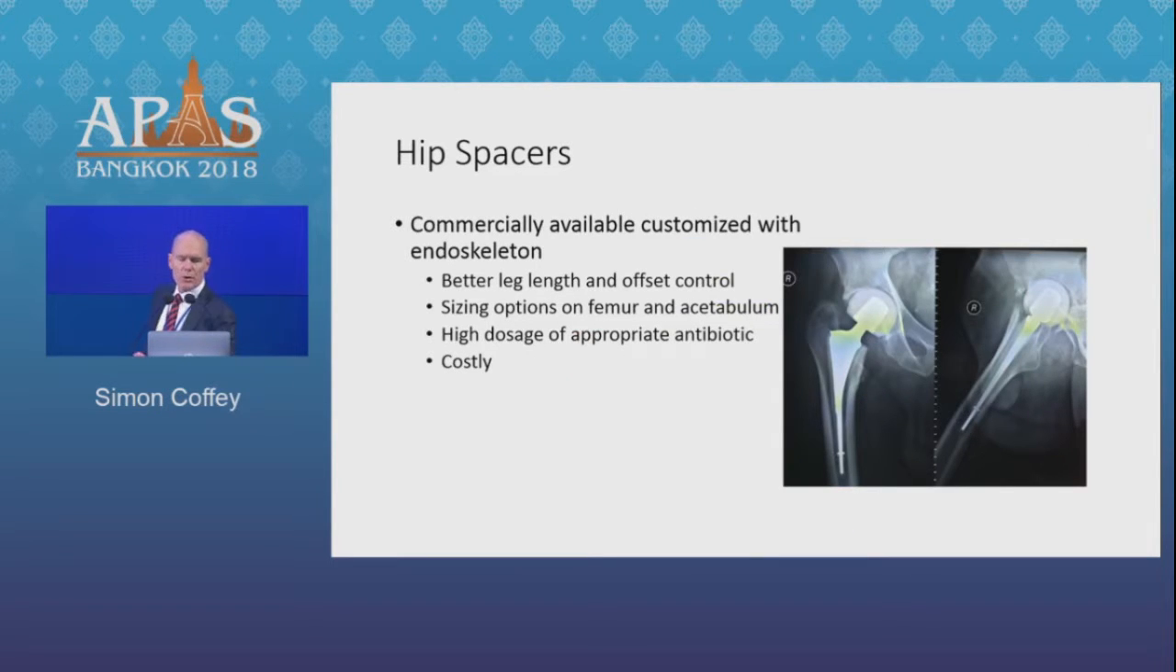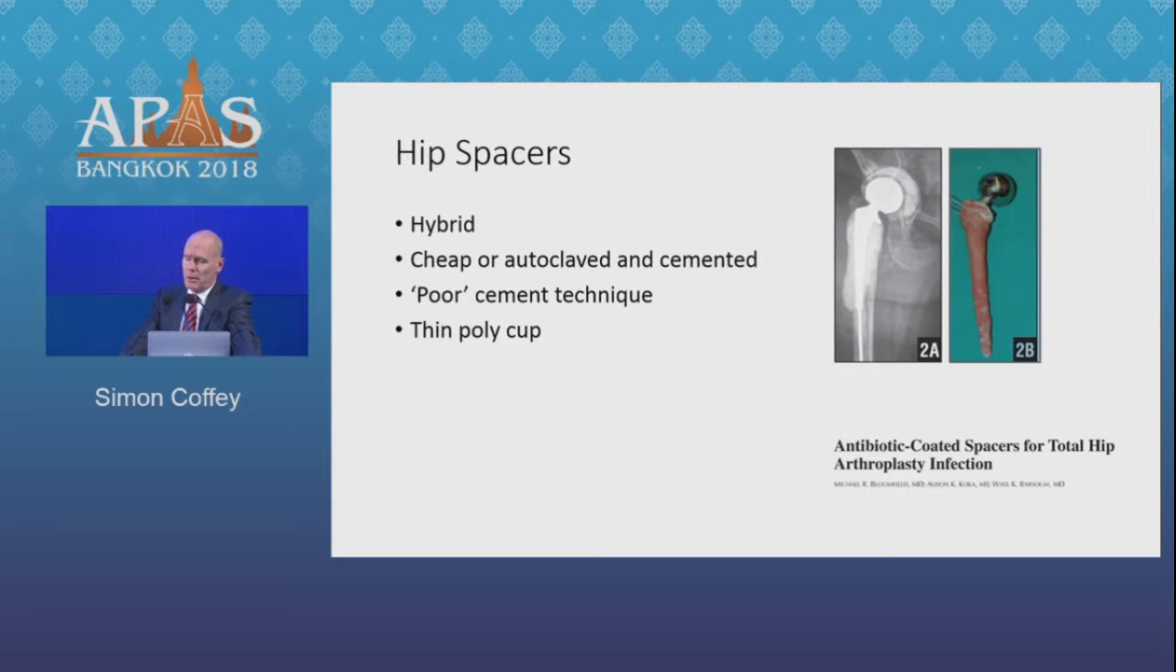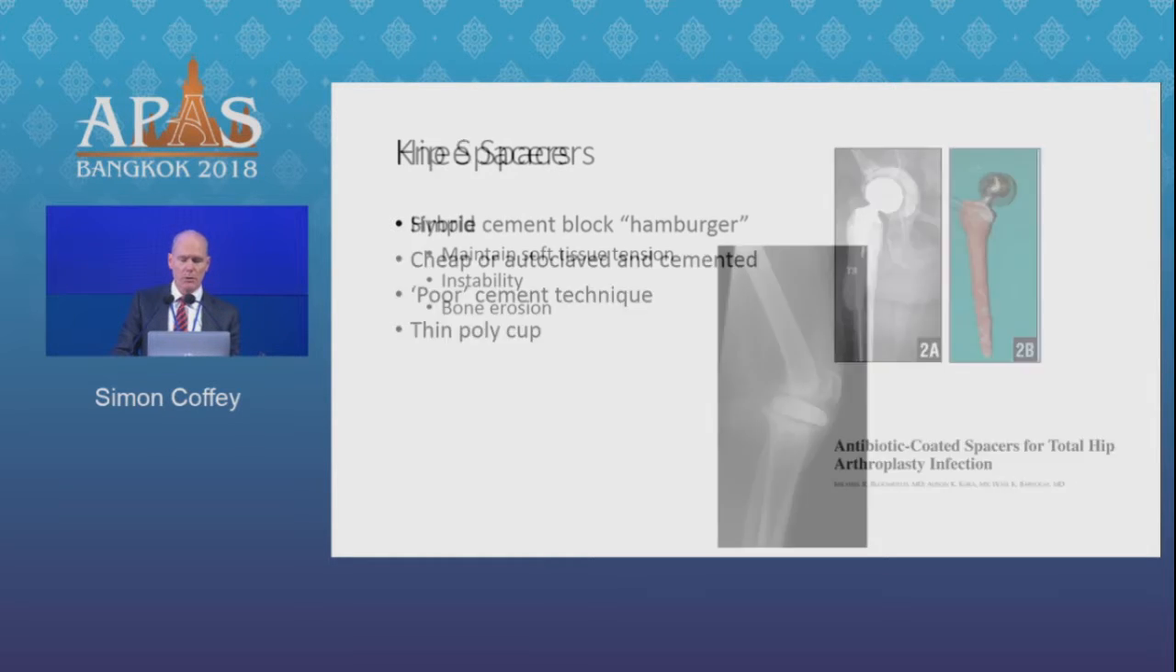You can use a commercially available customised spacer. It gives you much better leg length and offset control. You get sizing options on both the femur and acetabulum and enables you to use, again, high dosages of the appropriate antibiotic, but of course there's a cost. The hybrid version, similar to the knee discussion, can be used where we autoclave a cheap or the previous implant, use a pore cement technique, use a thin polycup is also quite useful.